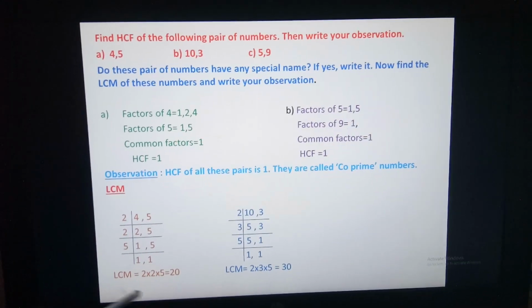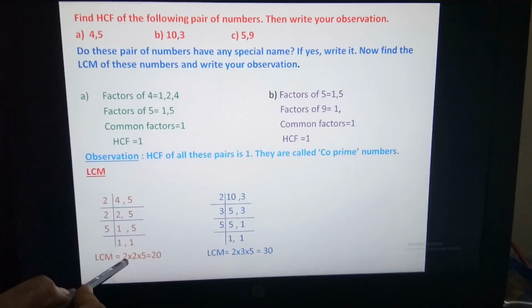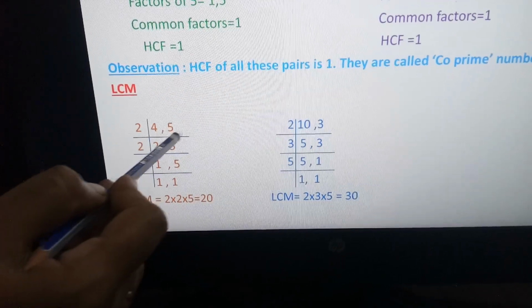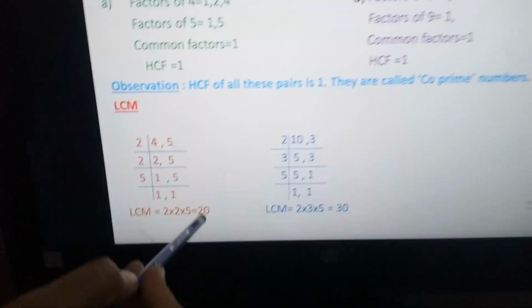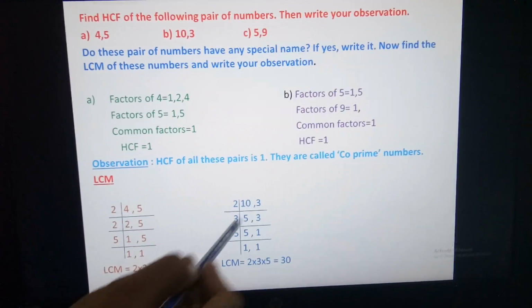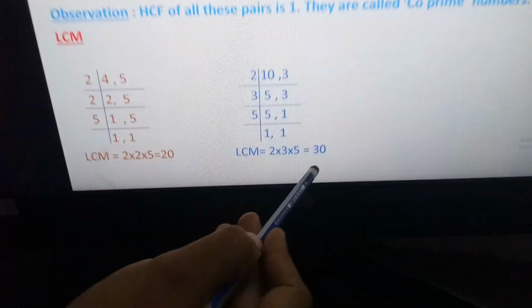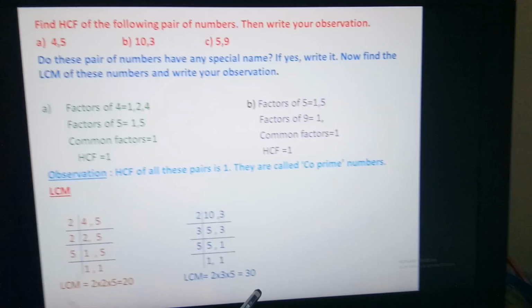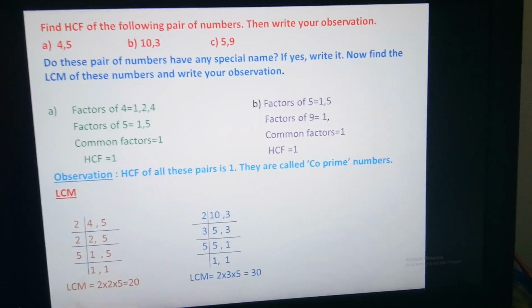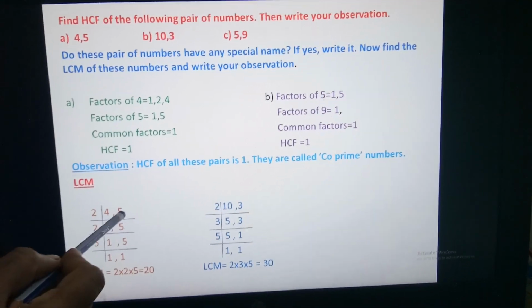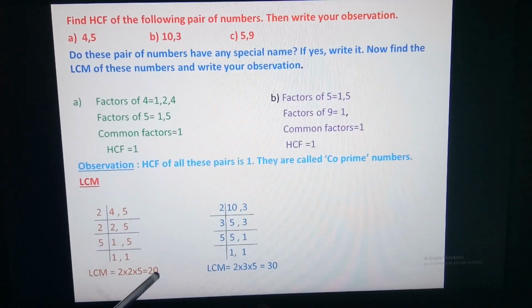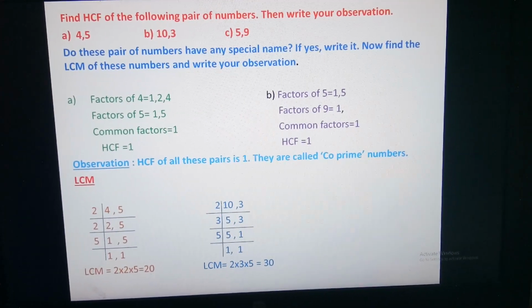Now, just look at the LCM, children. LCM is equal to 20. Now, multiply the numbers 4 and 5. 4 fives are 20. Similarly, the LCM of 10 and 3 is 30. Find the product of 10 and 3. 10 threes are 30. It means if the numbers are co-prime, then the LCM will be their product. This also I have explained to you.